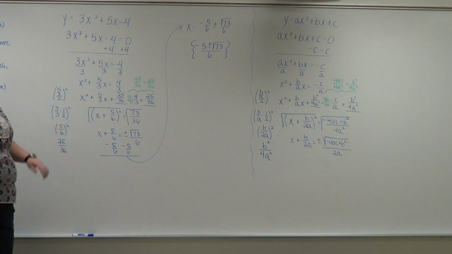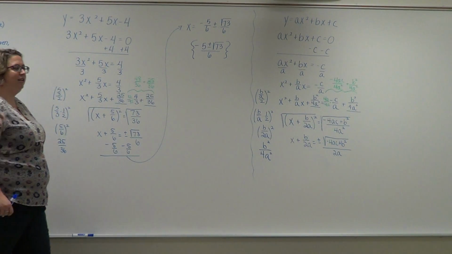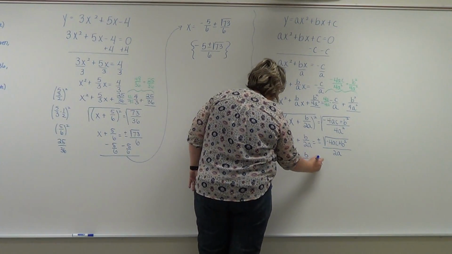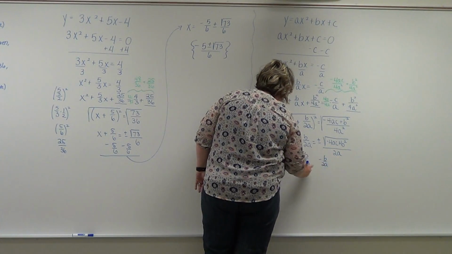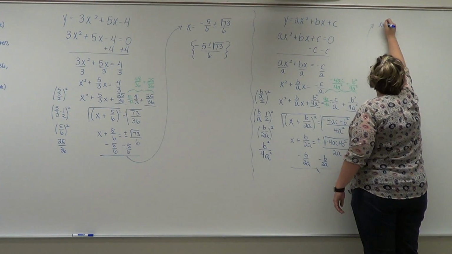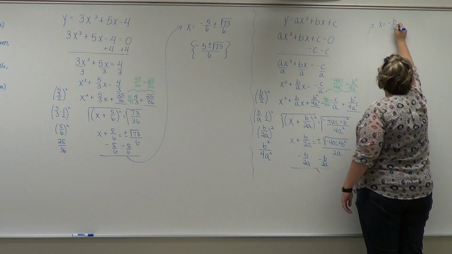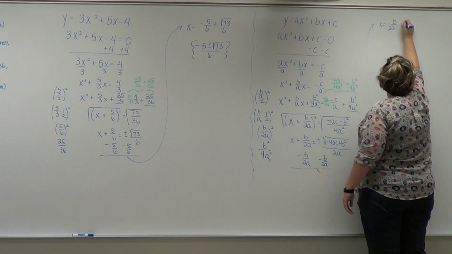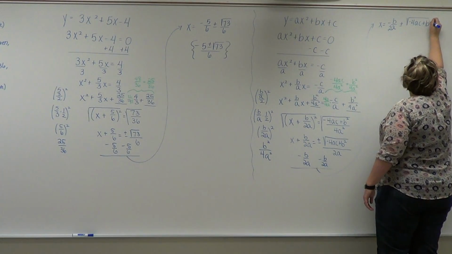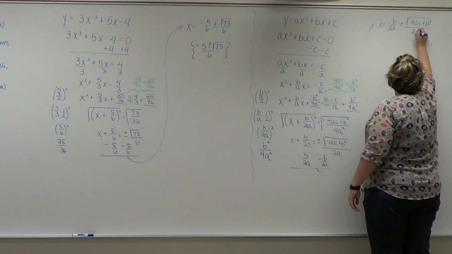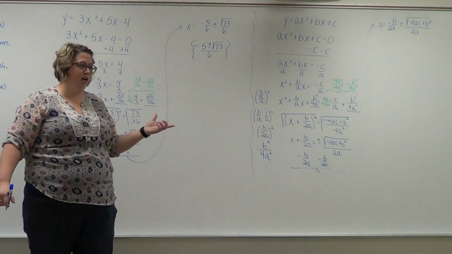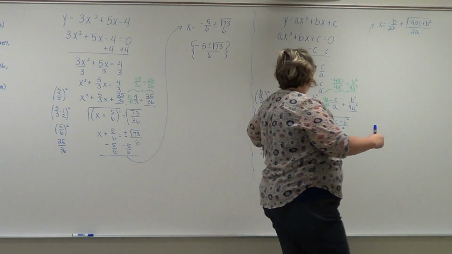Okay, so what would I do with my other equation? What would I do to get x by itself? Subtract b over 2a. And then I have x equals negative b over 2a plus or minus. Now, same thing, since those both have the same denominator, we can write it together.